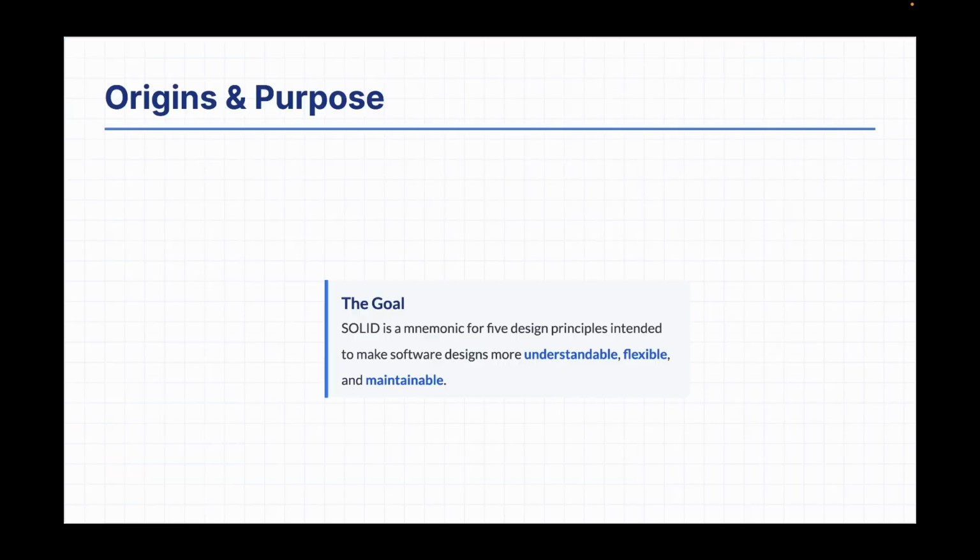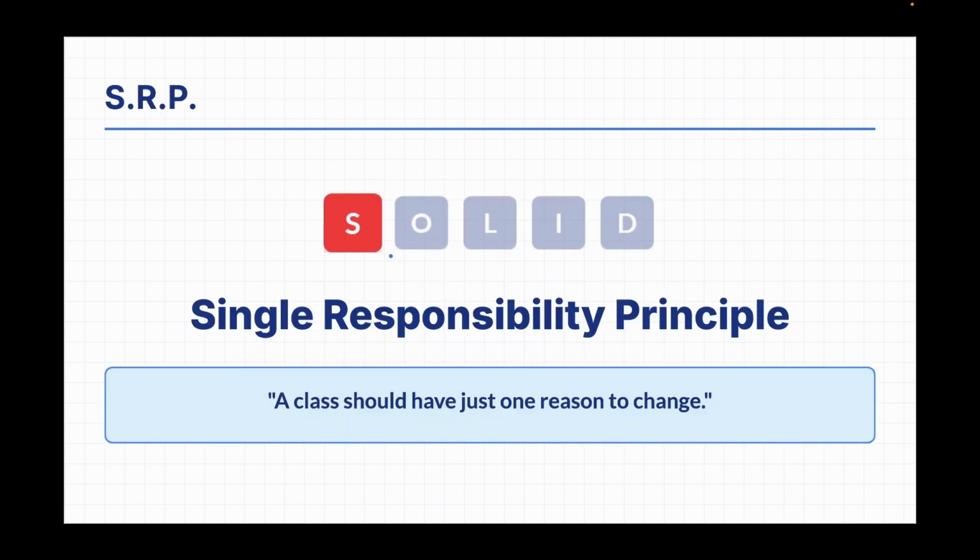So first of all, what is the goal of learning solid principles? The main goal is to make our code more understandable, more flexible, and easier to maintain over time. Let's start with the first principle, single responsibility principle, or the S in solid. Single responsibility principle states that a class should have only one reason to change. Let's understand this with an example.